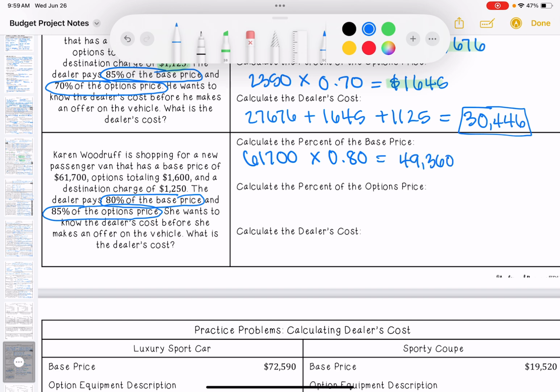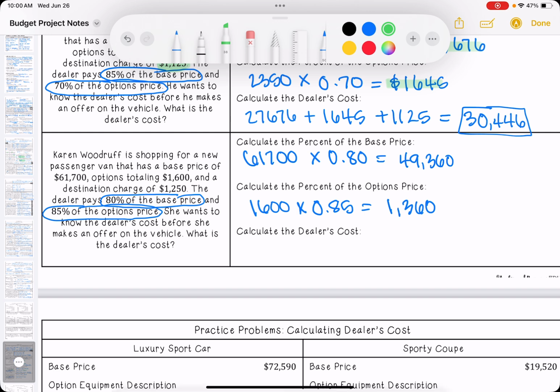All right, next I have to calculate the percent of options price. So our options price was $1,600, and I'm going to multiply that by 85% as a decimal. And that's going to give me $1,360.